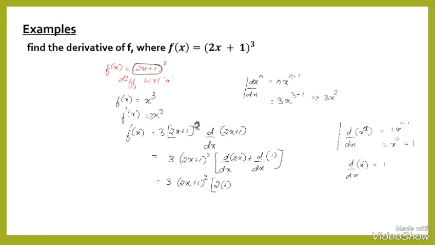That's why I am writing 2 into 1 plus 1 is a constant, differentiation of constant will be 0. Now I will multiply here 3 into 2, 6, (2x plus 1) whole square. This is the differentiation of the given function, f dash of x is equals to 6 into (2x plus 1) whole square. Okay. Now let's discuss the next problem.